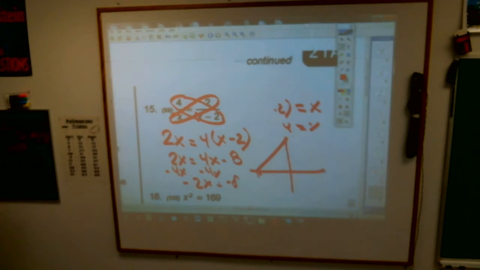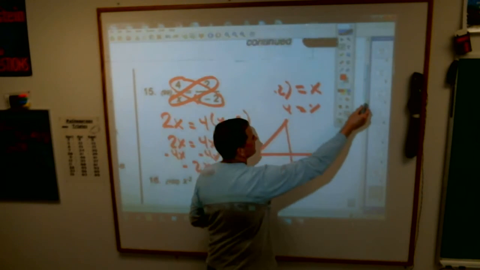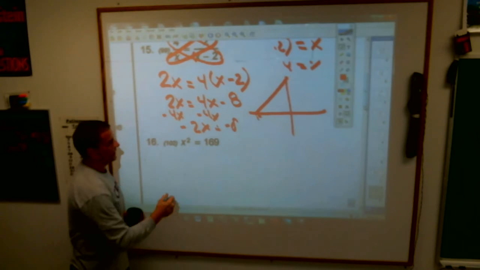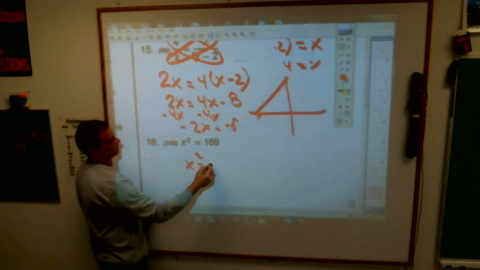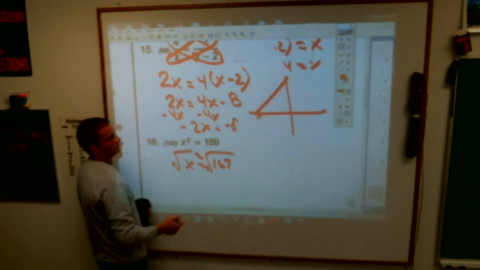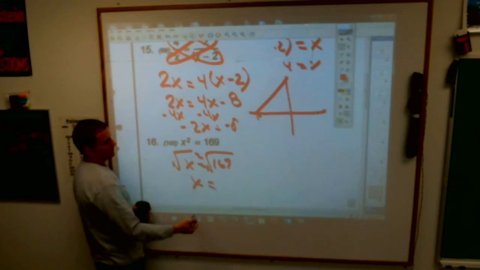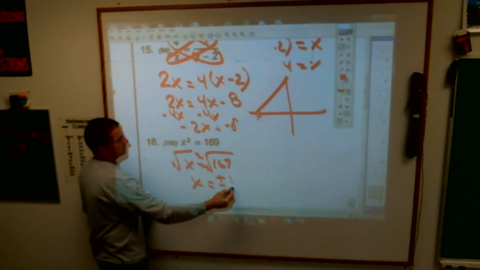Did number 16 give you a lot of trouble too? Because that seems like a really easy problem to me as well. Almost too easy, to be honest. X squared equals 169. You're going to take the square root of both sides. You're allowed to do that. Square root of x squared is x, and the square root of 169 is plus or minus 13.